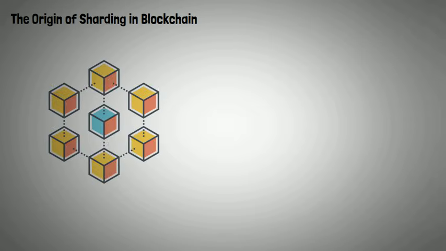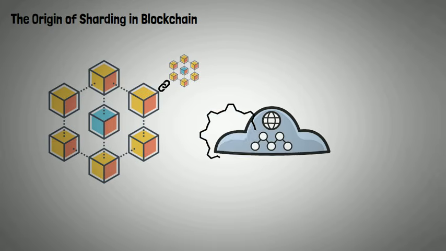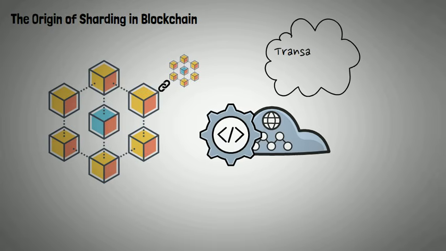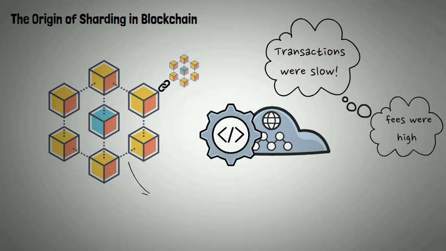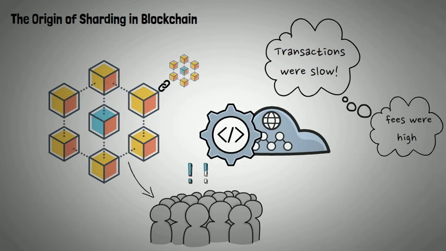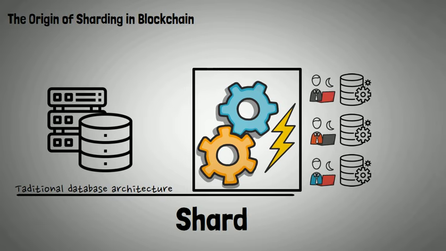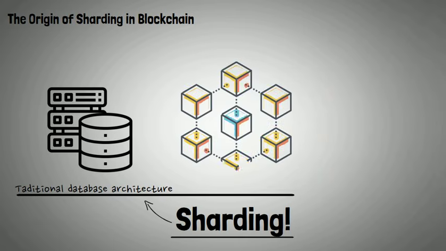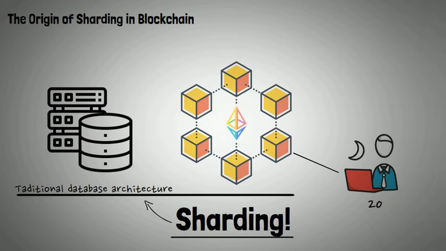As blockchain technology developed and the number of transactions grew, it became clear that the existing infrastructure couldn't scale to handle the increasing demand. Transactions were slow, which in turn meant that fees were high. The blockchain community realized it needed a solution. Enter sharding. Inspired by traditional database architecture, Ethereum's developers proposed the concept of sharding for blockchain networks back around 2018.